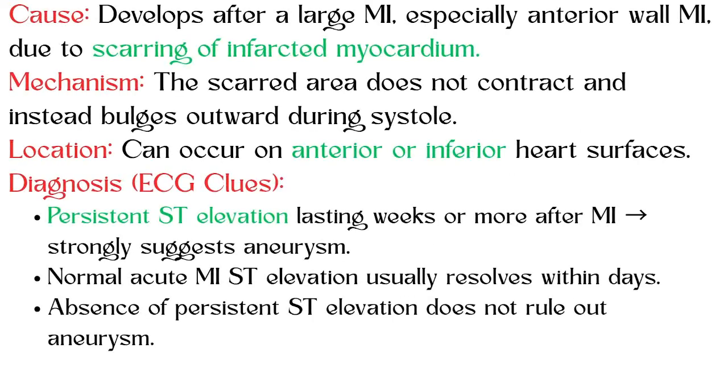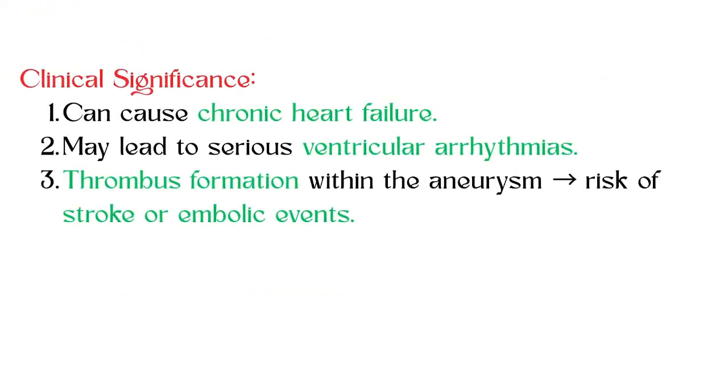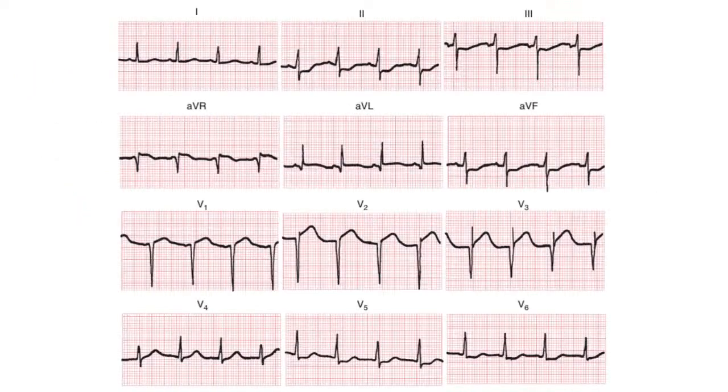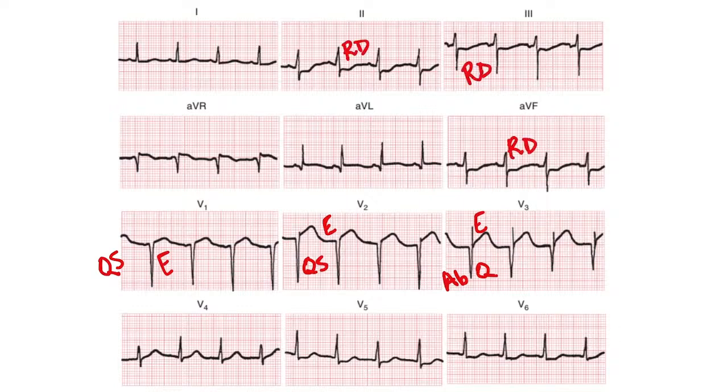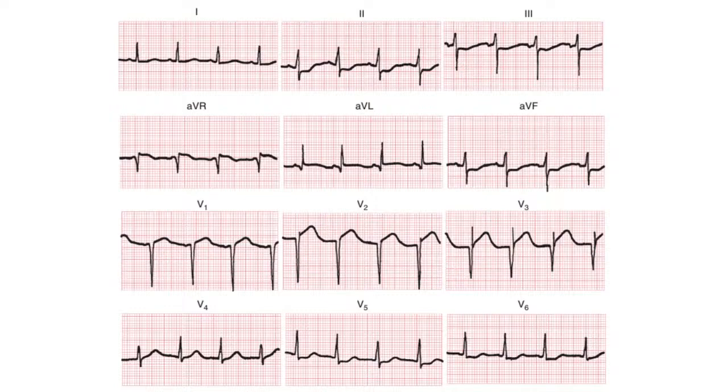A ventricular aneurysm is a bulging of the heart wall that develops weeks after a heart attack, usually seen in the anterior or inferior heart surfaces. The ECG shows anterior wall aneurysm with prominent Q waves and persistent ST elevations in leads V1 to V3 and aVL, and reciprocal ST segment depressions in the inferior leads. The persistence of ST elevation more than 2 to 3 weeks after an infarction suggests the presence of a ventricular aneurysm.